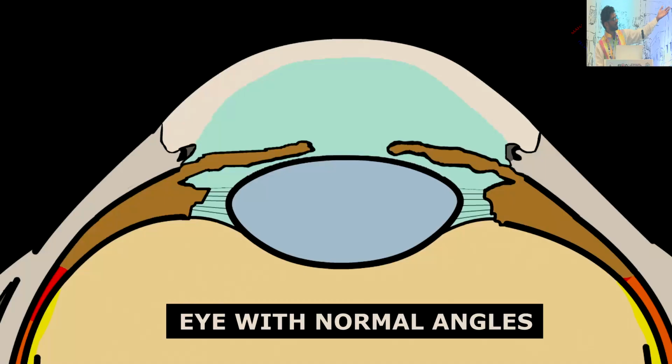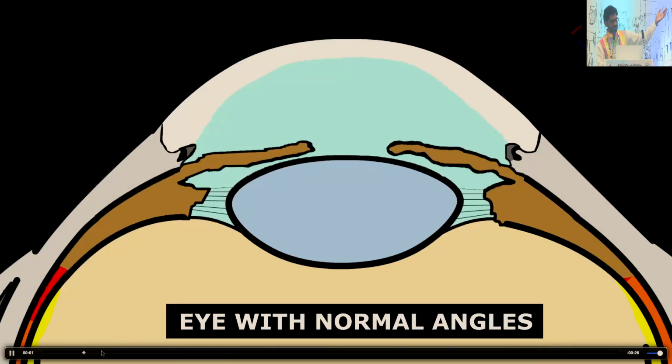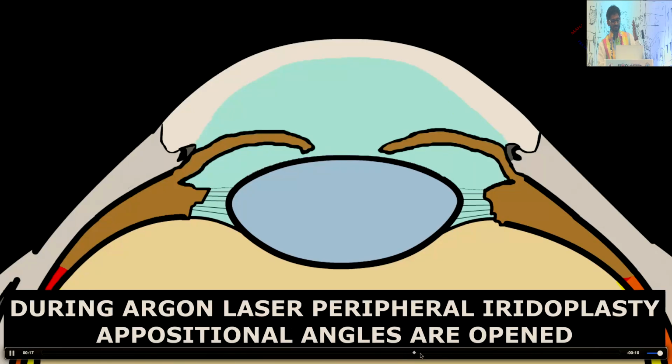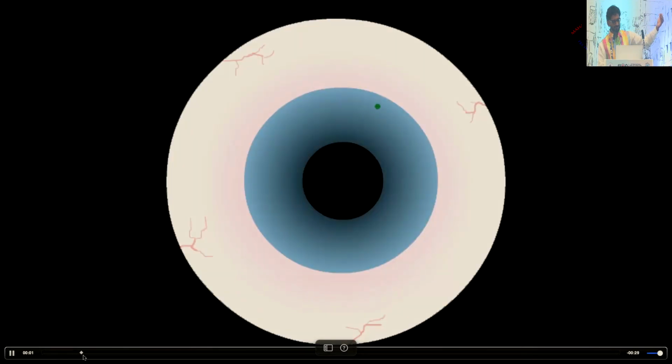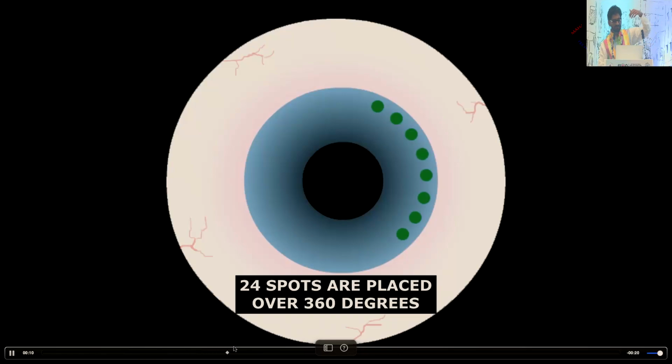The spot size, how it is different. What is argon laser peripheral iridoplasty? You end up reading a lot about it, but these are the normal angles, these are the oppositional angles, and this is the laser you do to open the oppositional angle. So this is a side angle view. Can I have a front angle view to show how it really opens up?